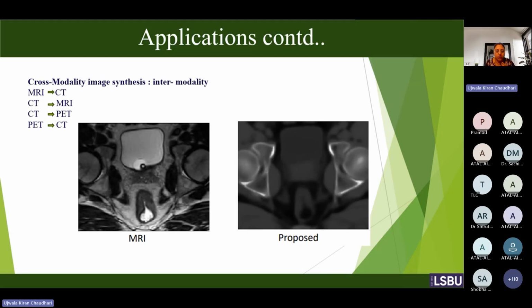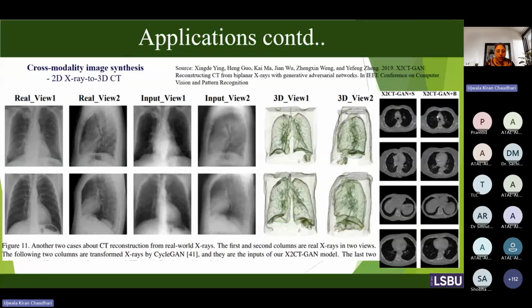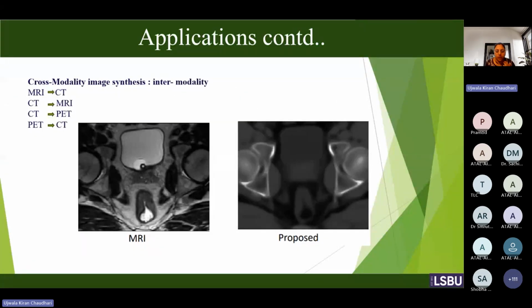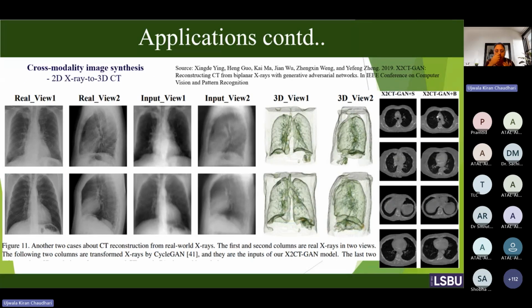So this is the MRI image you can see on the left-hand side, and the proposed CT scan, the generated CT scan out of that MRI. Then out of CT you can also generate the MRI. From CT you can generate the PET, and from PET you can also generate. This work has already been done for generating the different modalities using generative AI. I forgot to add the reference here, but I have listed it at the end.